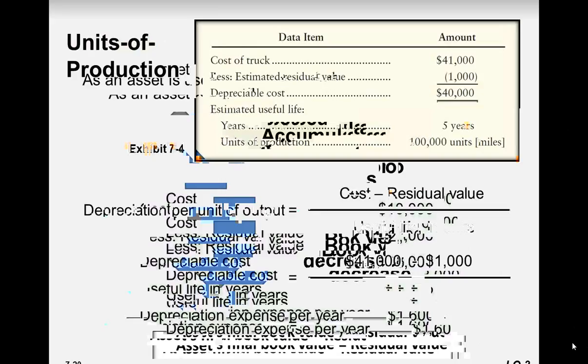So just pay attention. One of the problems, because of rounding, causes you to have to adjust your yearly expense in your last year on one of your problems. But all we're doing is, once we have our rate, we use the same rate times the number of actual miles. It's going to total up to 40,000, because 40,000 is our depreciable cost.